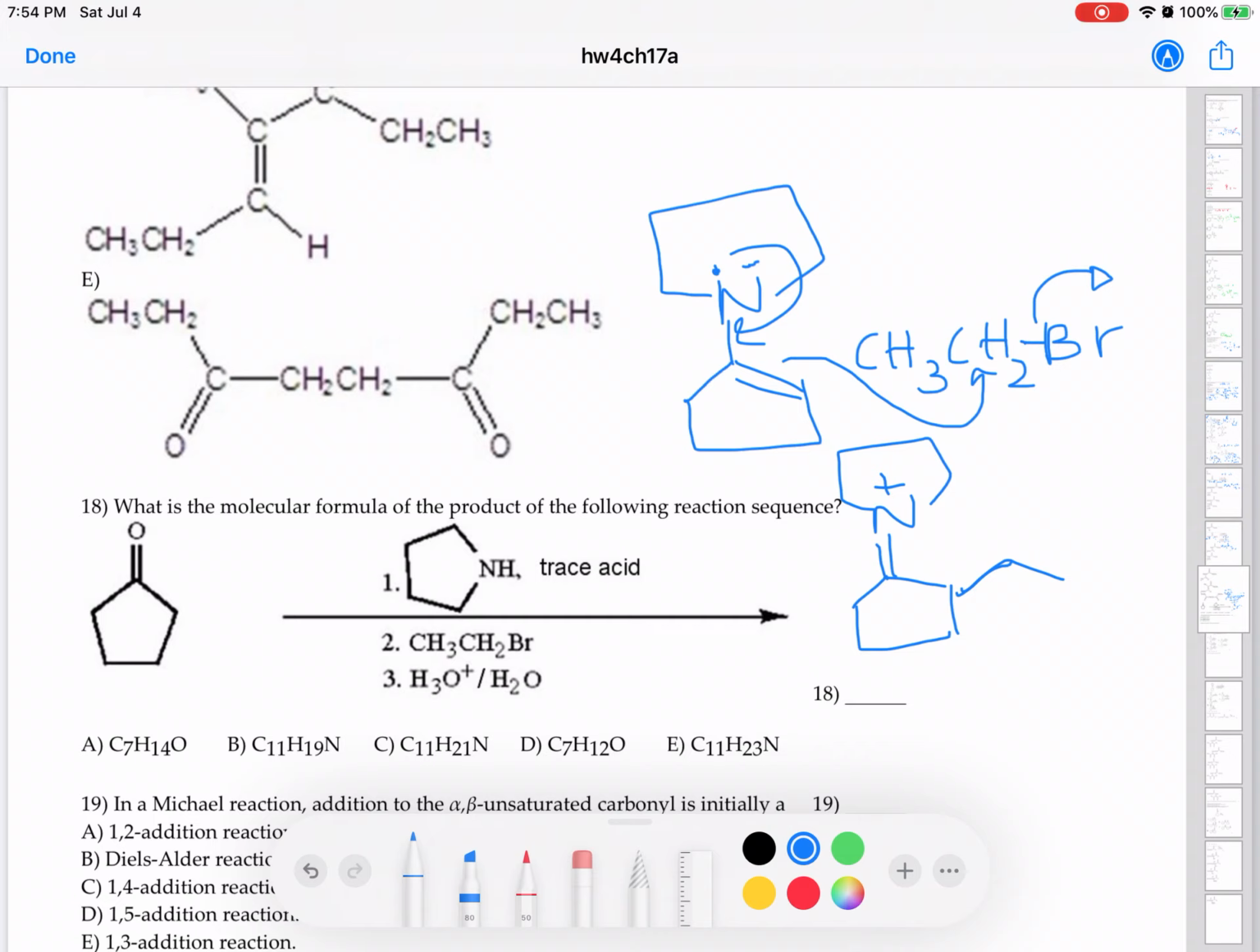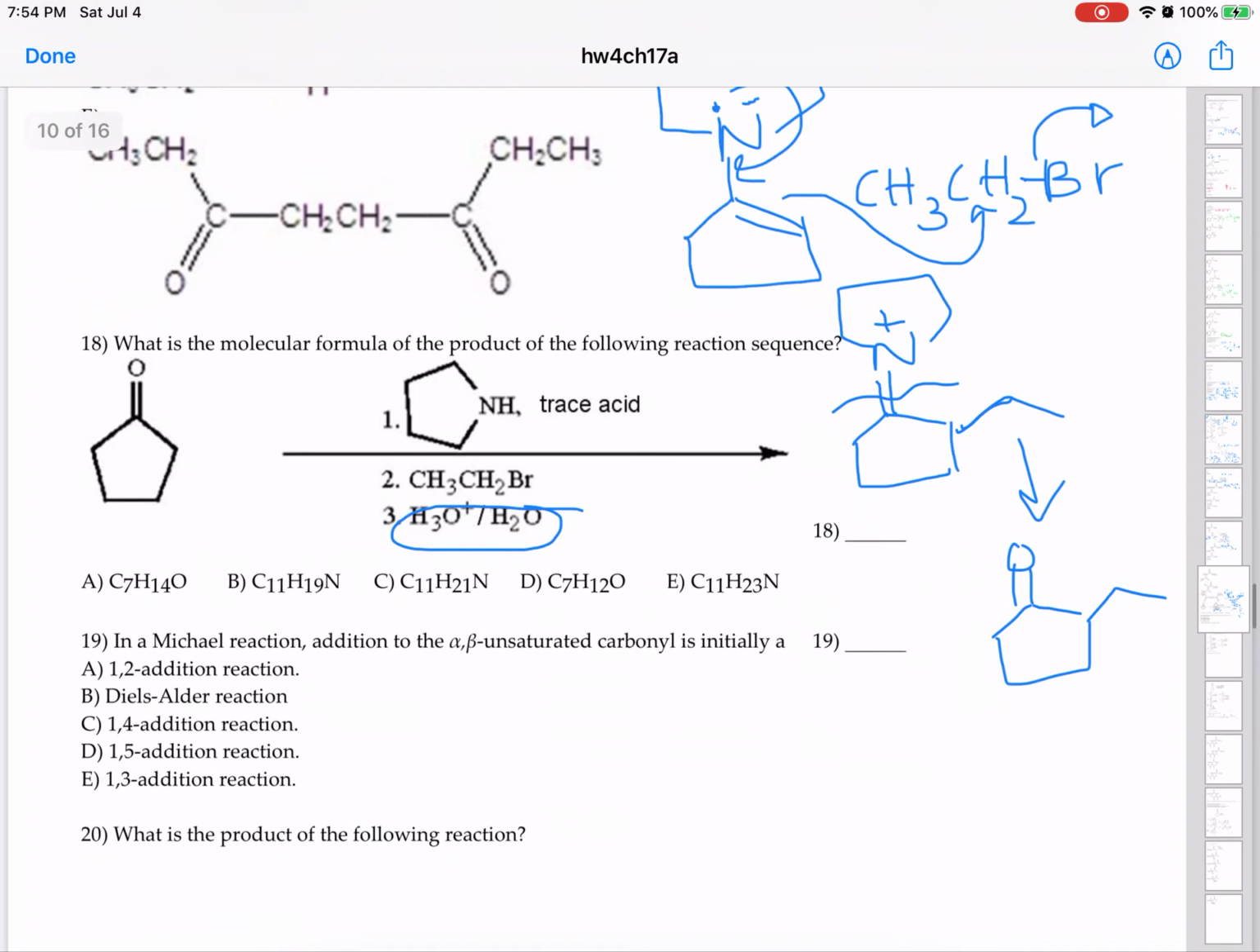And then the second step, when you add water and hydronium ion, you simply remove this part and you're going to get your ketone back. And then when you count how many carbons are there in your product, 1 2 3 4 5 6 7. How many hydrogens are there? 2 4 6 7 8 9 10 11 12, and an oxygen. So you count the number of carbons, hydrogens and oxygen to find the molecular formula.